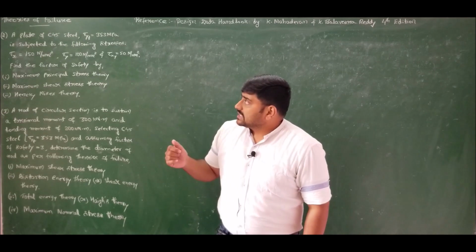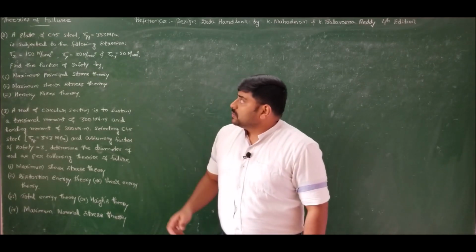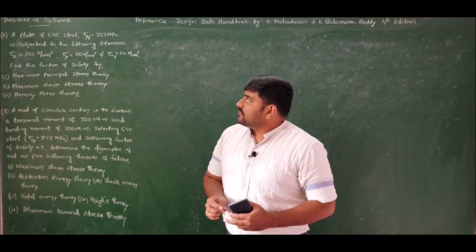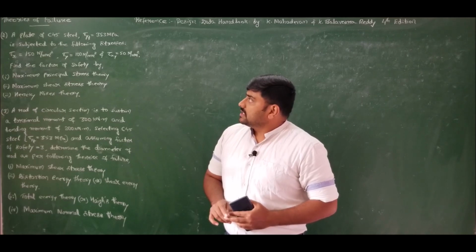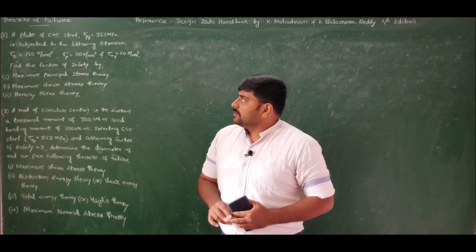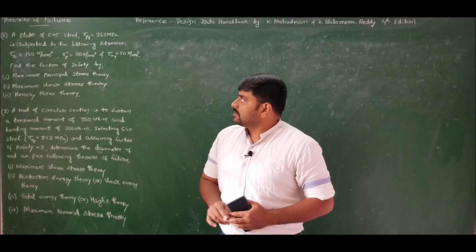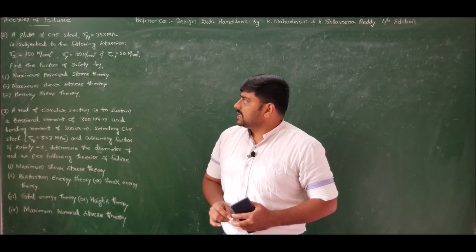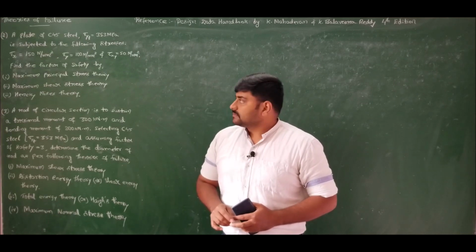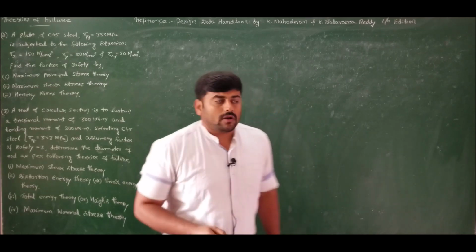Continuing our discussion on theories of failure, problem number 2 states that a plate of C45 steel with tensile yield stress 353 megapascal is subjected to the following stresses. Sigma x is 150 Newton per millimeter square, sigma y is 100 Newton per millimeter square, and tau xy is 50 Newton per millimeter square. Find the factor of safety by maximum principal stress theory, maximum shear stress theory, and Hencky's theory. Let us solve problem number 2.